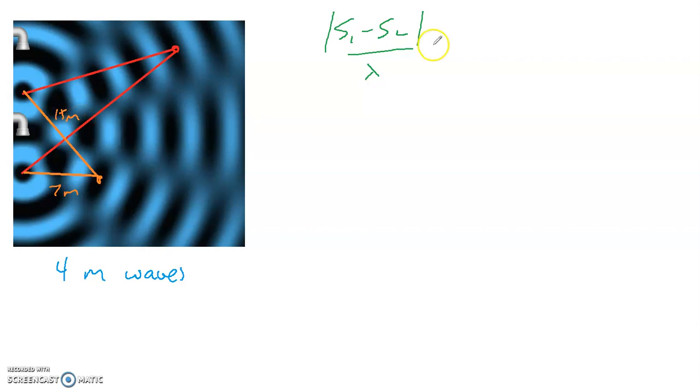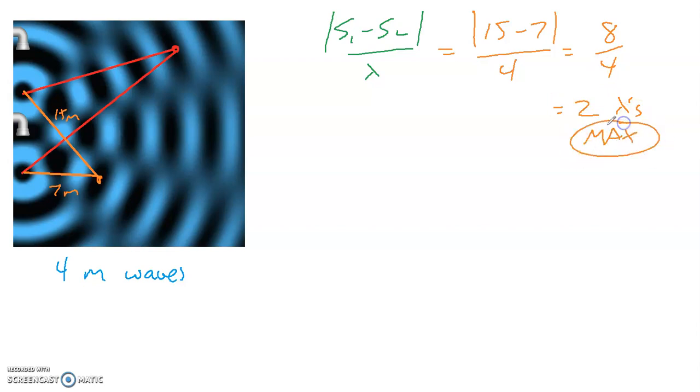Well, I do the same thing I did before. I will do the 15 take away 7. I subtract those two, and I'll divide it by the wavelength of 4 meters. So 15 take away 7 is 8, divided by 4. It's 2 wavelengths difference, which once again would mean that it's going to be a maximum.